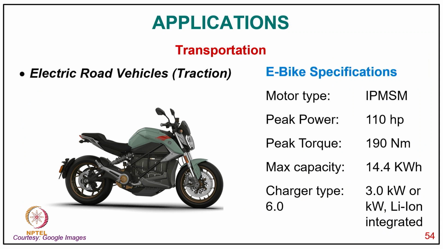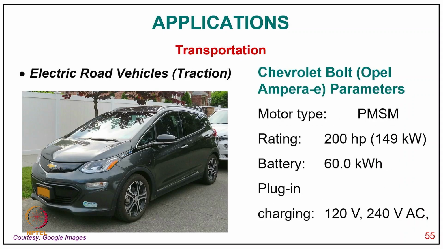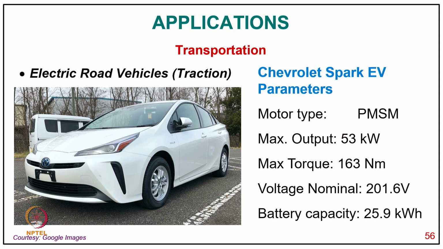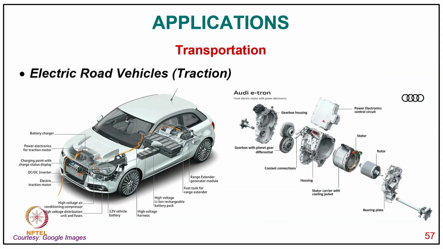Then electric vehicle traction system motor of interior permanent magnet synchronous motor of 110 horsepower and peak torque of 190 Newton meter in two-wheeler. Then in four-wheeler electric transport, Chevrolet Bolt with permanent magnet motors of 200 horsepower in this car, and permanent magnet motor of 53 kilowatt by Chevrolet Spark, another model. Then typically your electric vehicle traction, you can see how the different parts and different motors are there, not only the main motor but other motors also used as auxiliary motors for different parts of it.